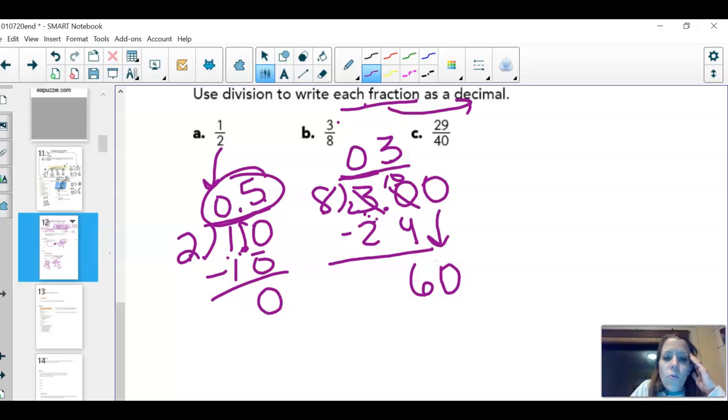8 times what number is close to 60? Okay, well now I've got 7. 7 times 8 is 56. Remember, you can use your multiplication chart to help you.